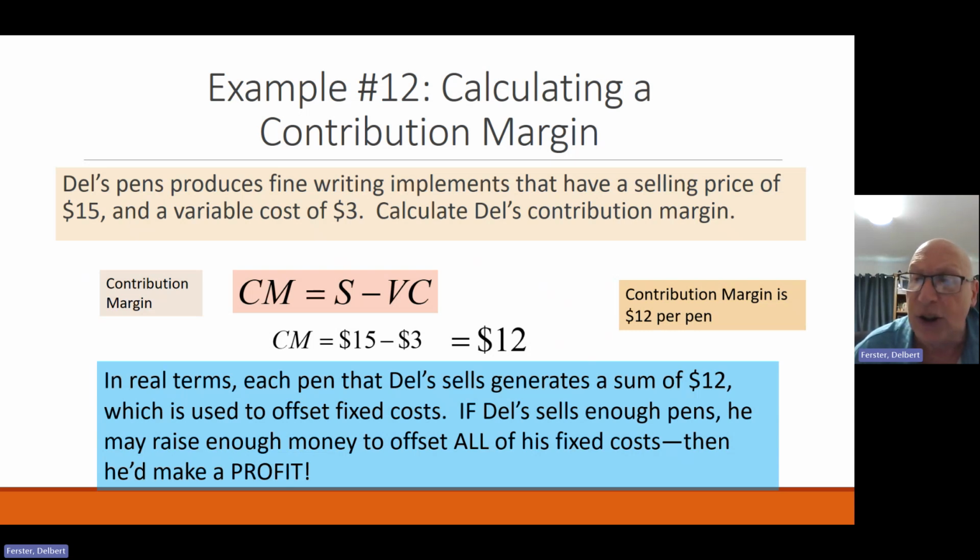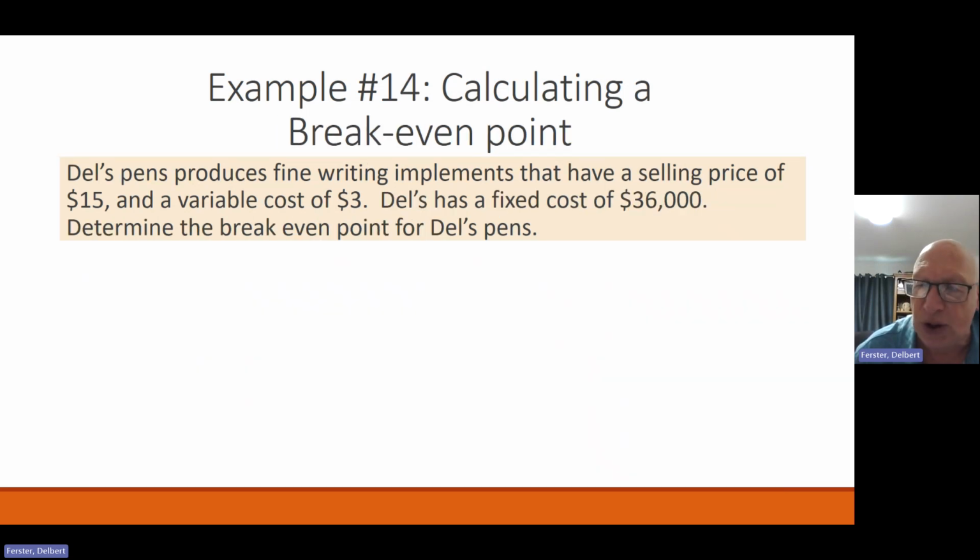So if Dell sells enough pens, he might make enough cash to get a profit, but only if he sells enough so that his sales will offset all of his fixed costs. As we move into the extension of this example, and that's what you see on your screen now, the only number that's been added is the known fixed cost for Dell. This particular calendar year or fiscal year was $36,000.